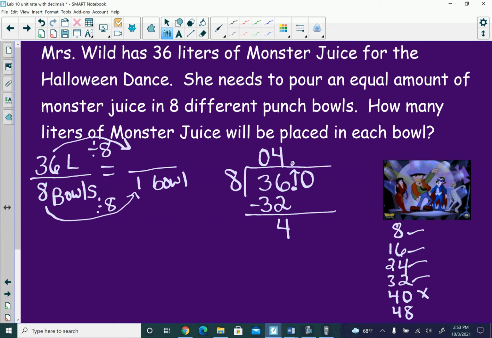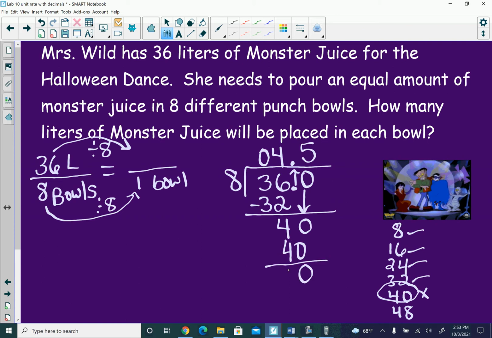So this decimal is a place value that I need to be aware of. But now that I added a decimal point and a 0, that's still worth 36. But now I can bring down this 0 to bundle up with that 4. Oh, hey, look, 8 will go into 40 exactly 5 times this time, because 5 times 8 is 40. Now I have no remainders and no more digits.